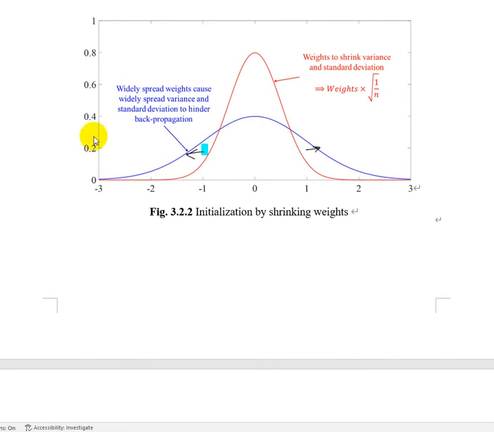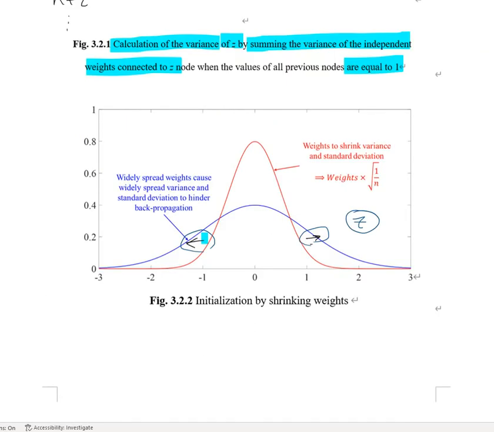So if you see over there, you're going to spread your shape here from normal distributions. So when you increase your number of nodes, it also increases the variance and standard deviation of nodal values at Z here. And these widely spread weights cause widely spread variance and standard deviation again, but that will hinder back propagation.